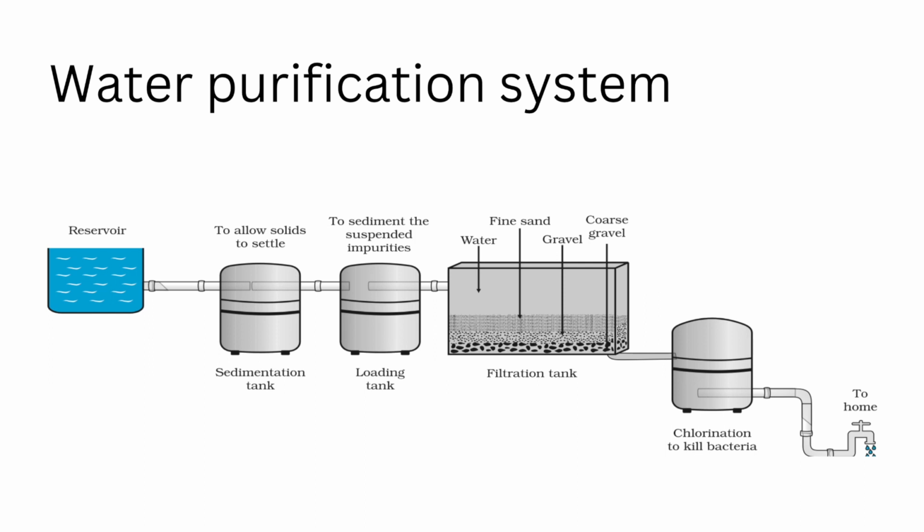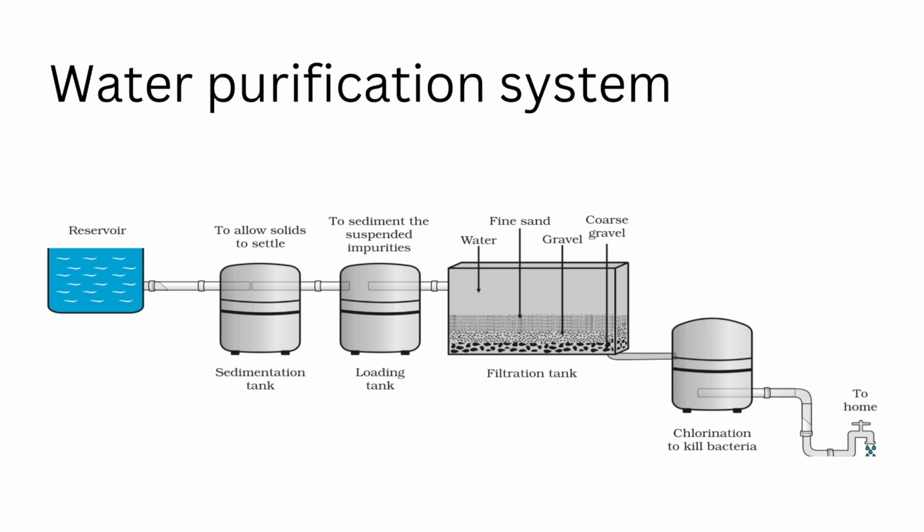Now we finally come to something called the water purification system. We have water in our dams, and before it reaches our homes, it goes through a process to purify it. They take water from the reservoir and keep it in a sedimentation tank for a while. When keeping it in the sedimentation tank, some impurities, some particles that float, settle down.